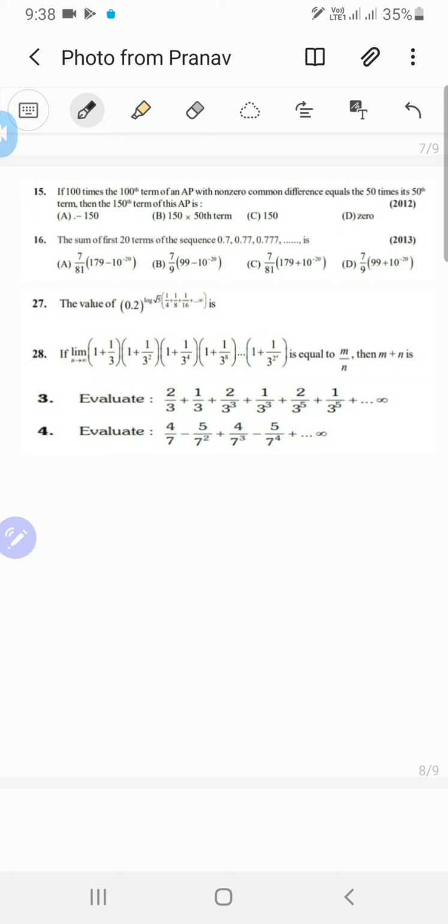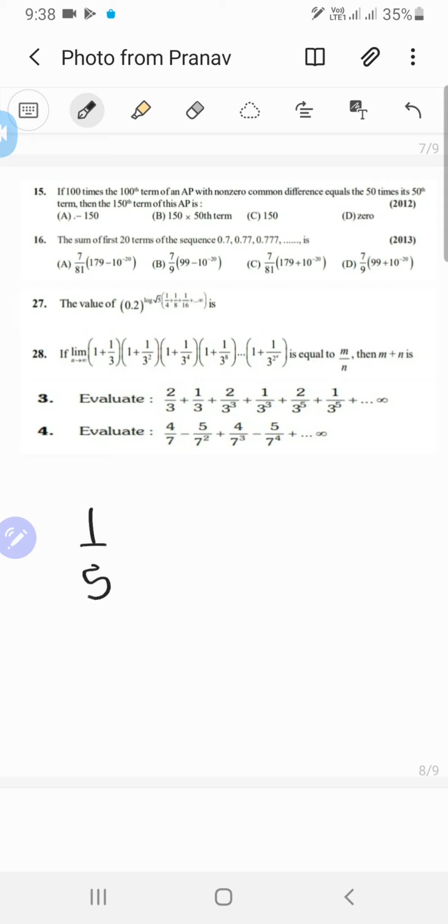The sum of the first 20 terms of the sequence. Oh, come on, really? I'm not doing this. Okay, the value of 0.2. Really? Oh, this is the same question as from before, just with the values already put in this time. Let's just do this right now.